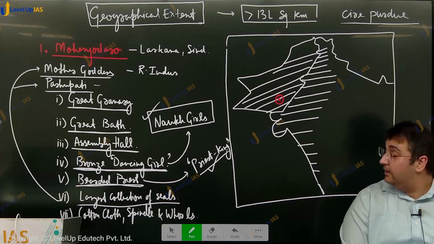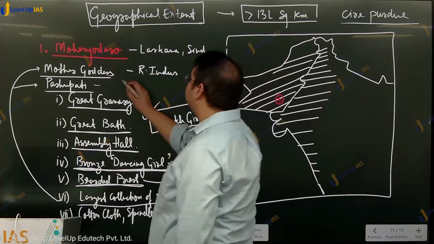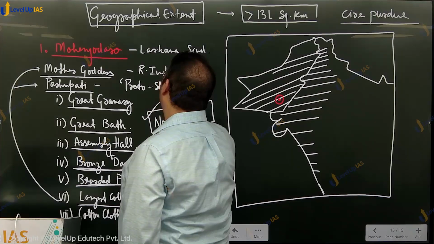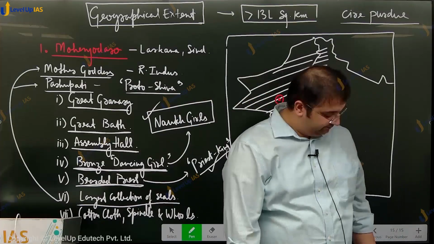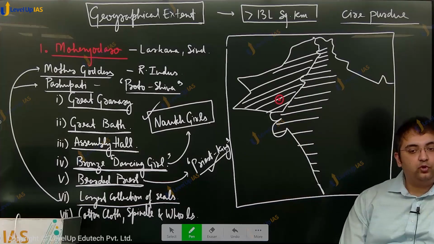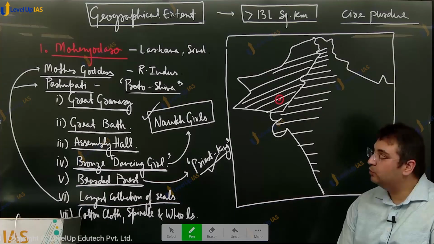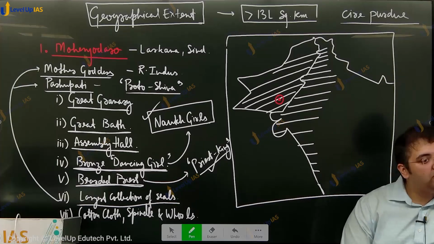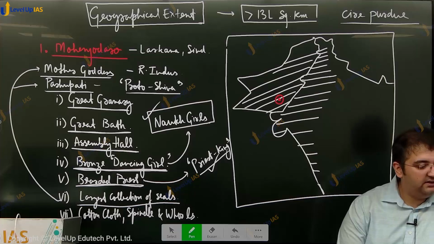Right? Now, when John Marshall studied this for the first time, he called it Proto Shiva. Okay? Why Proto Shiva? Why did he regard this image to be a prototype of the later Hindu god Shiva? Because of the association of both these deities with animals. Both of them are considered to be the lord of animals, right? And that is why John Marshall called it Proto Shiva.